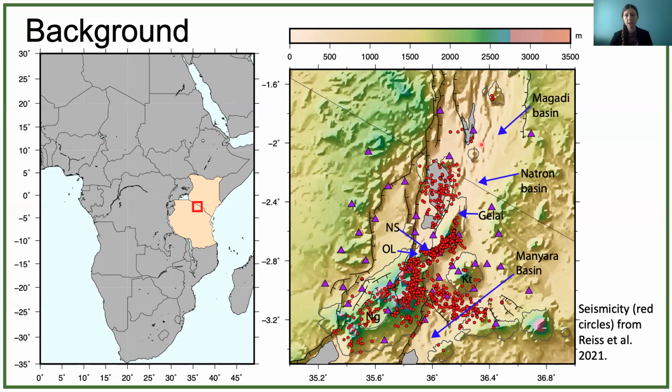On the right, the red circles show recently located seismicity from Rice et al. 2021, and these are all focused within the rift and between key volcanoes, including the Oldonyo Lengai volcano here, which is a carbonatite volcano, and the Gelai volcano here, with seismicity also present in the Ngozi-Soito volcanic field. The seismicity also branches out southeast into the Manyara Basin, down here, and southwest to the Ngorongoro volcano and crater highland region.